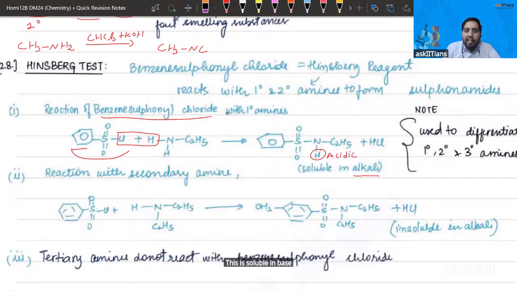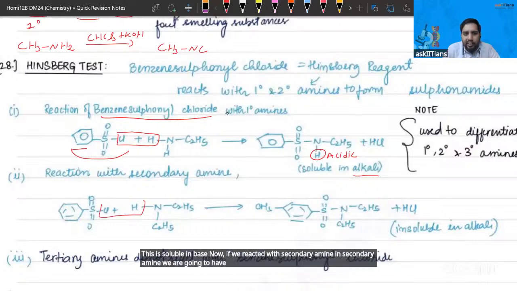Now if we react it with a secondary amine, in a secondary amine we are going to have only one hydrogen. So we get S bond N. Now there is no hydrogen on nitrogen. So this compound is insoluble in alkali.